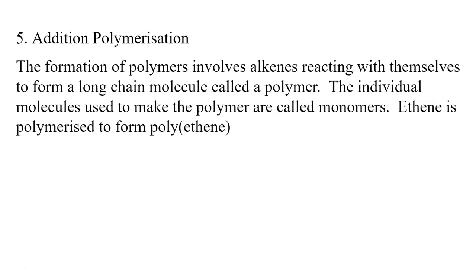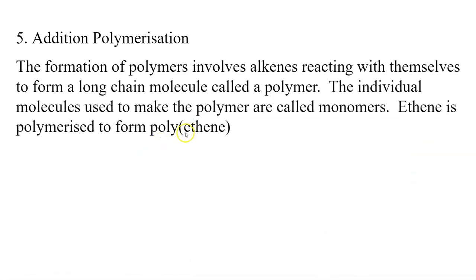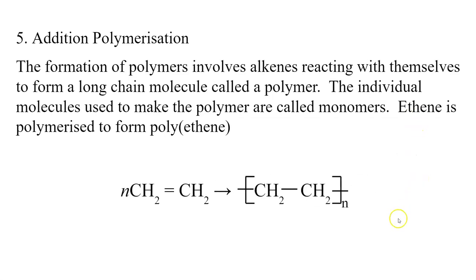Now, addition polymerization. A polymer is a long chain molecule formed when lots of small molecules called monomers join together. And the simplest example is polyethylene, which you may well call polythene in some places. It's made from ethene. Again, you may be familiar with those sort of pictures from GCSE.